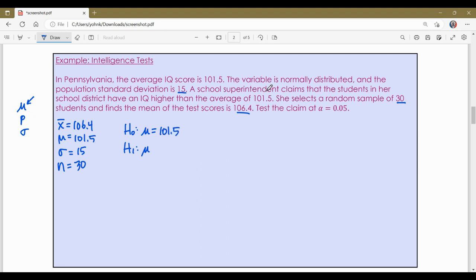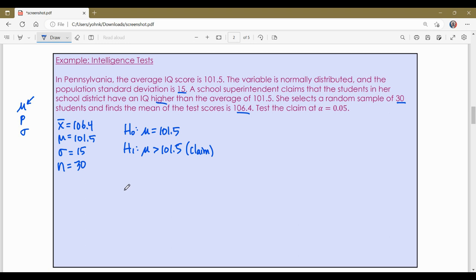Also in the problem, the school superintendent claims that her students have an IQ higher than the average, so our alternative hypothesis is that mu is greater than 101.5, and this is also the claim. That is what we are trying to support or not be able to support.